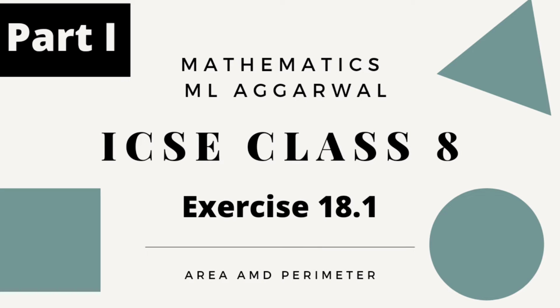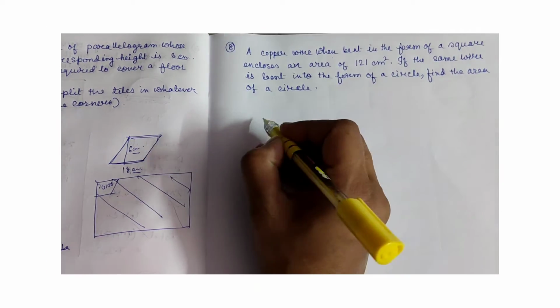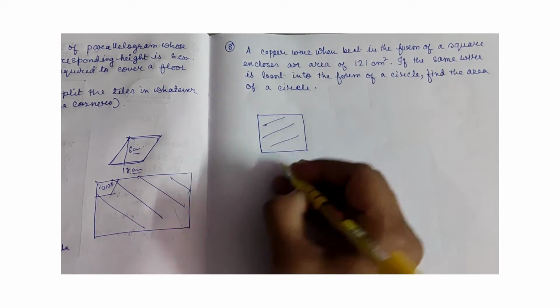In part 1, we have done sum number 1, 2, 3. Today we are going to do from number 4 to 8.